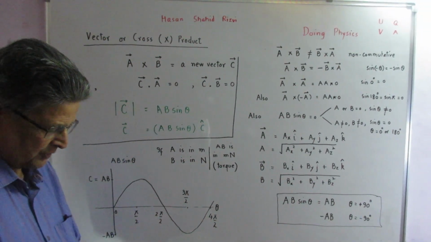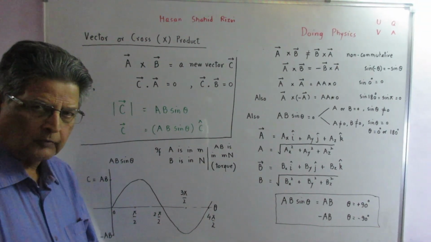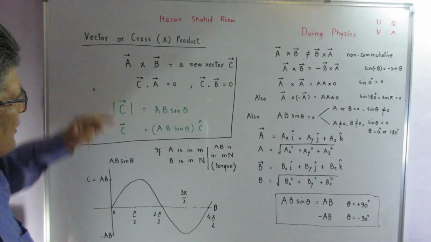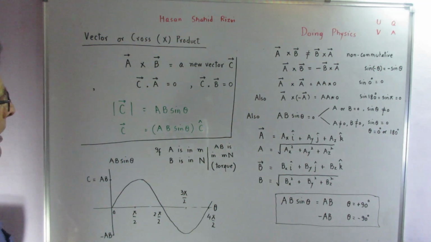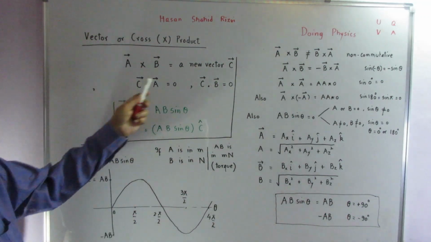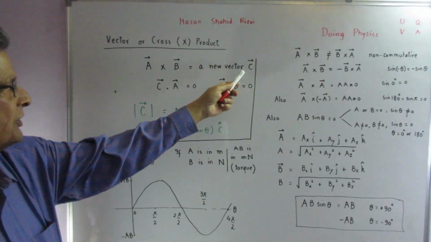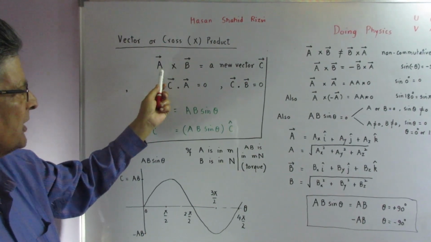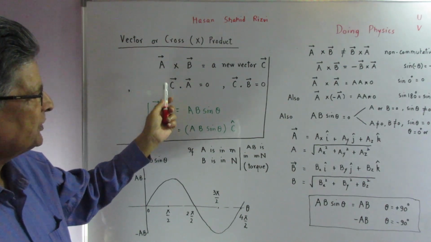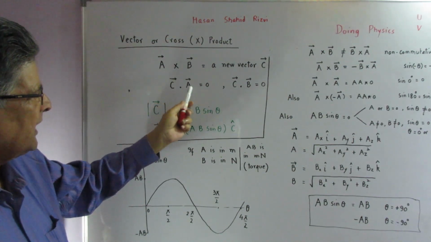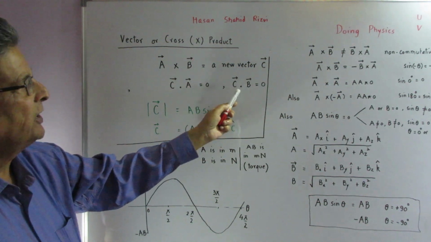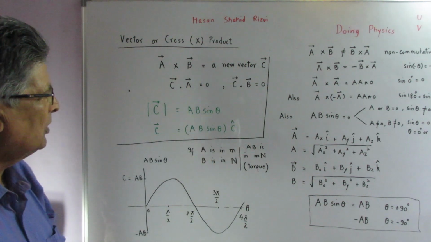So starting from where we left, I go back to the definition of A cross B, the cross product, which I said is a new vector C, and this new vector C is perpendicular to both the vectors A and B. Because it is perpendicular, C dot A or A dot C will be equal to 0, and C dot B and B dot C will also be equal to 0.